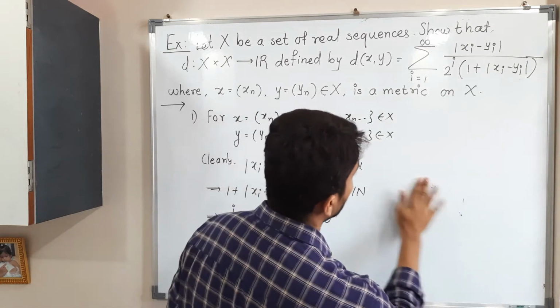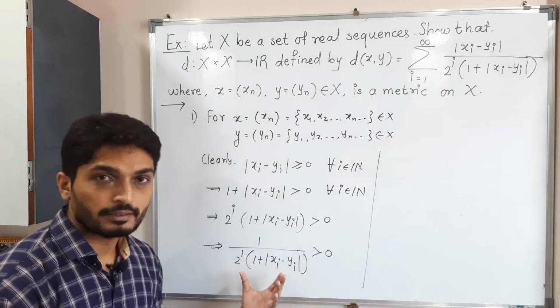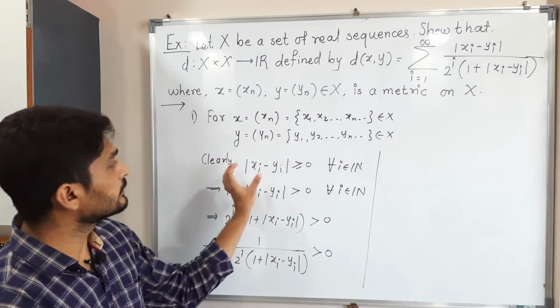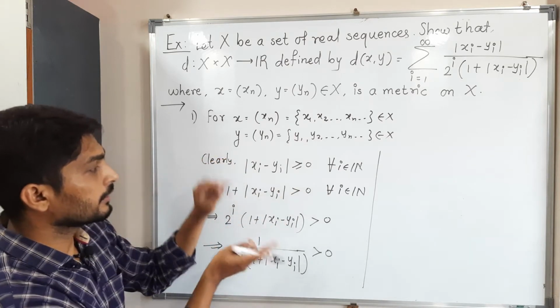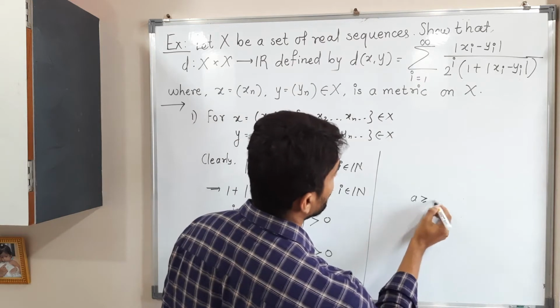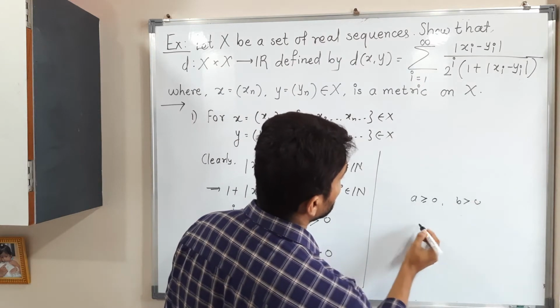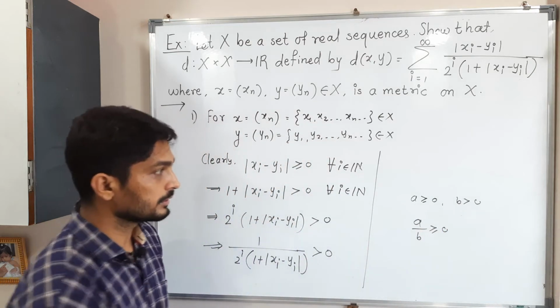Okay, I will just remove this one. See, this is greater than 0, positive. This is non-negative, that means greater than or equal to 0. So if you take their ratio, then also it is non-negative. That means suppose a is greater than or equal to 0, b is greater than 0, then a by b is also greater than or equal to 0. So this is the funda we have.